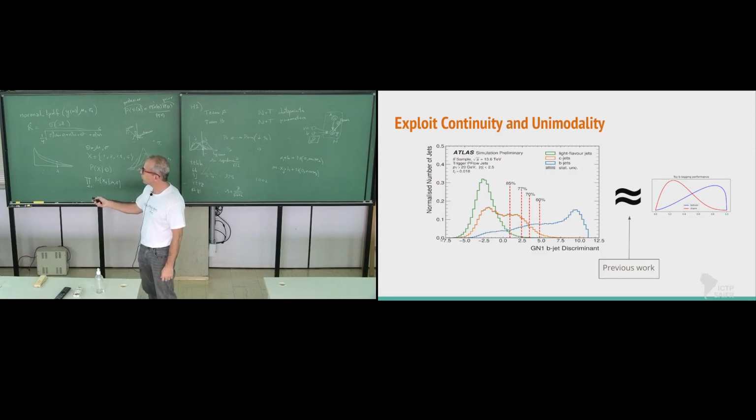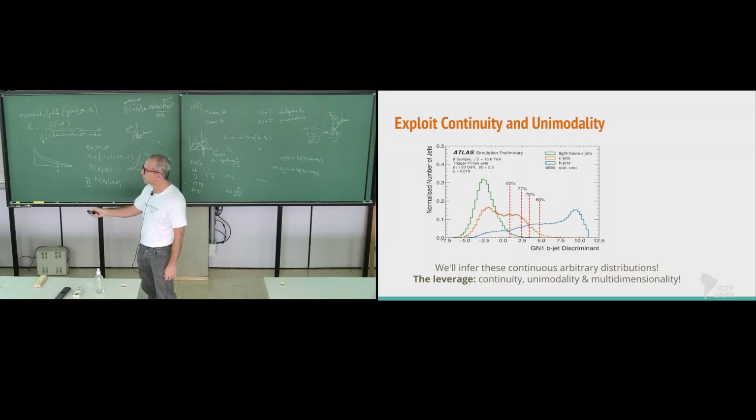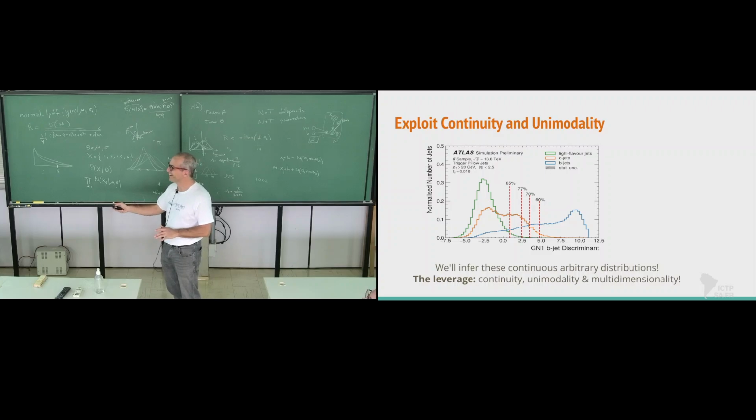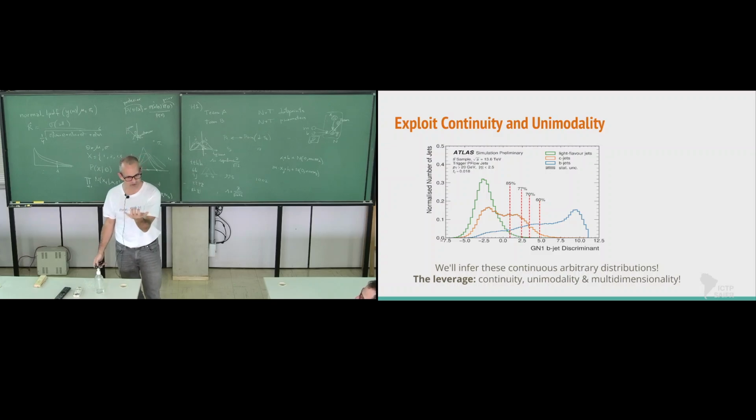So in previous work, we did this approximation. Now we're going to infer the continuous and arbitrary distribution. And this is a challenge, no? How are we going to do it? Without cheating. We're going to exploit the continuity, the unimodality, and the multidimensionality of the problem. You have 4 b-tagging scores. And you know that they are either for bottom, for charm, 2 and 2.